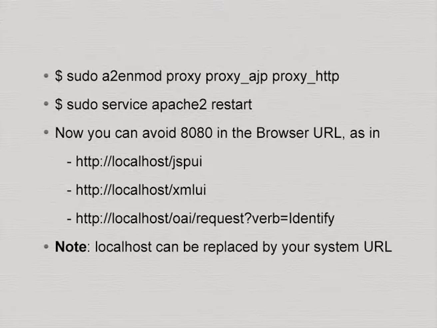After that you have to run a few more commands, that is a2enmod, because you are using a proxy server to avoid 8080. You have to enable a2enmod proxy, proxy_ajp, and proxy_http, these three modules of Apache. After that you have to restart Apache again. Then next time you do not have to use 8080, you can directly say jspui or xmlui.